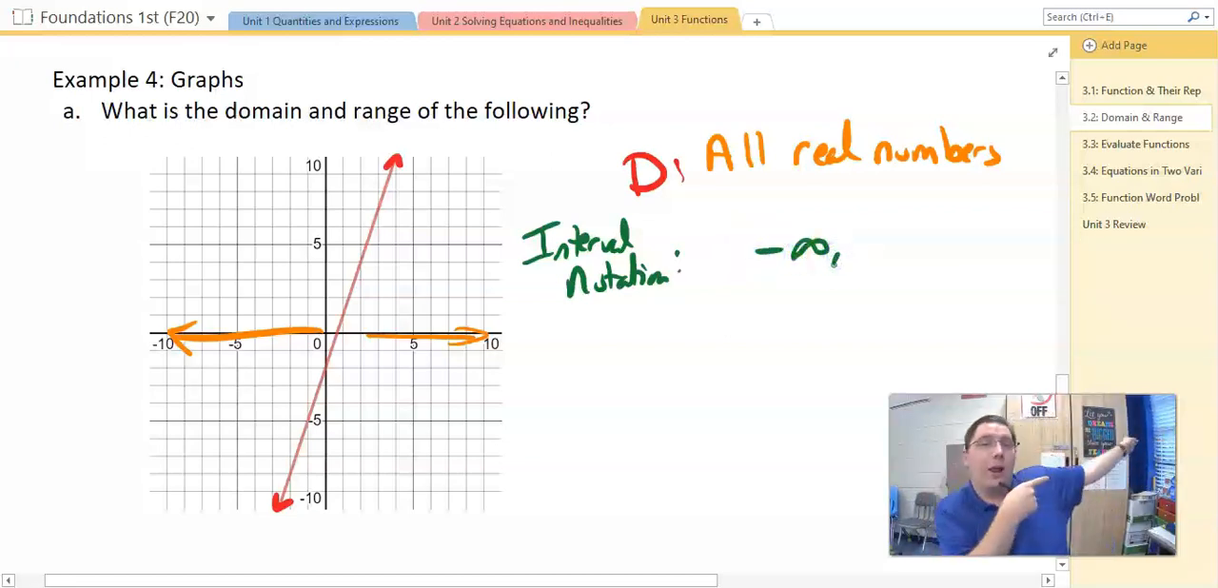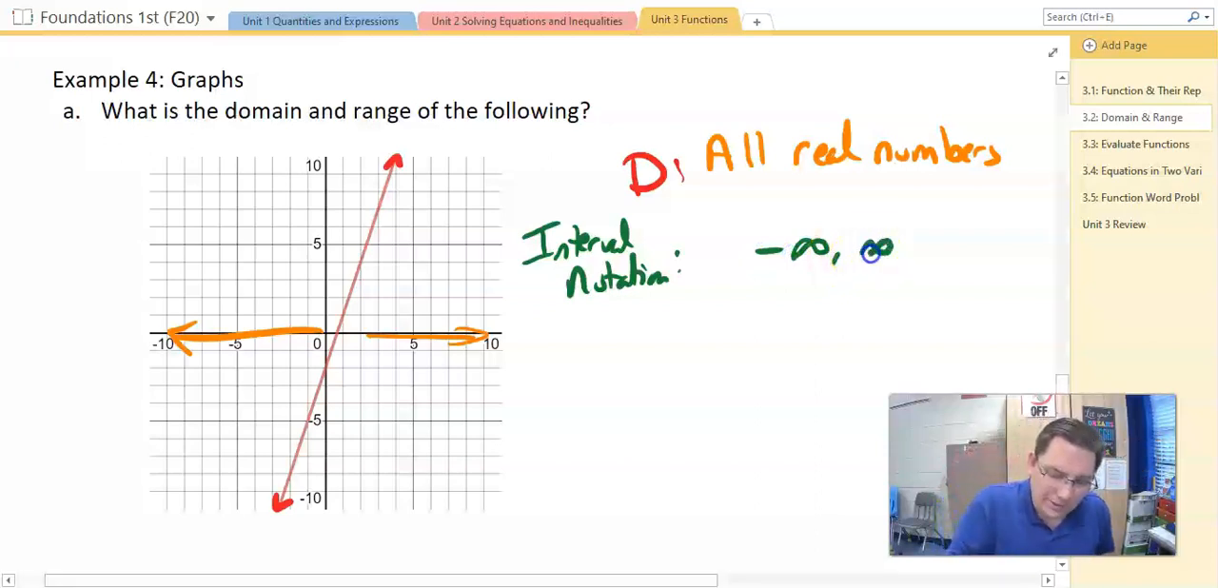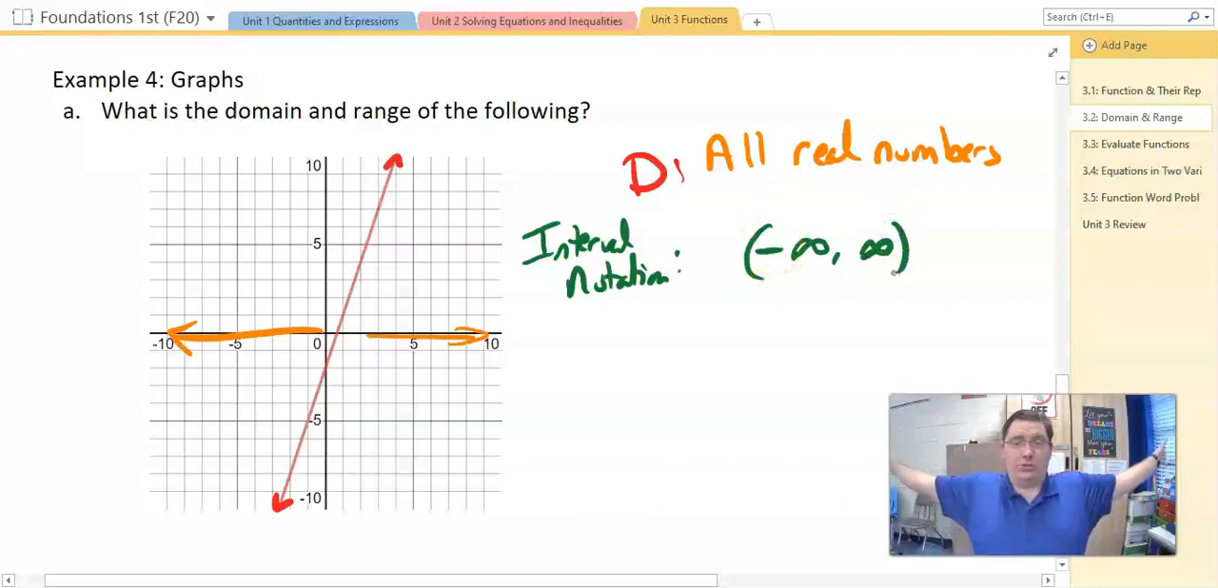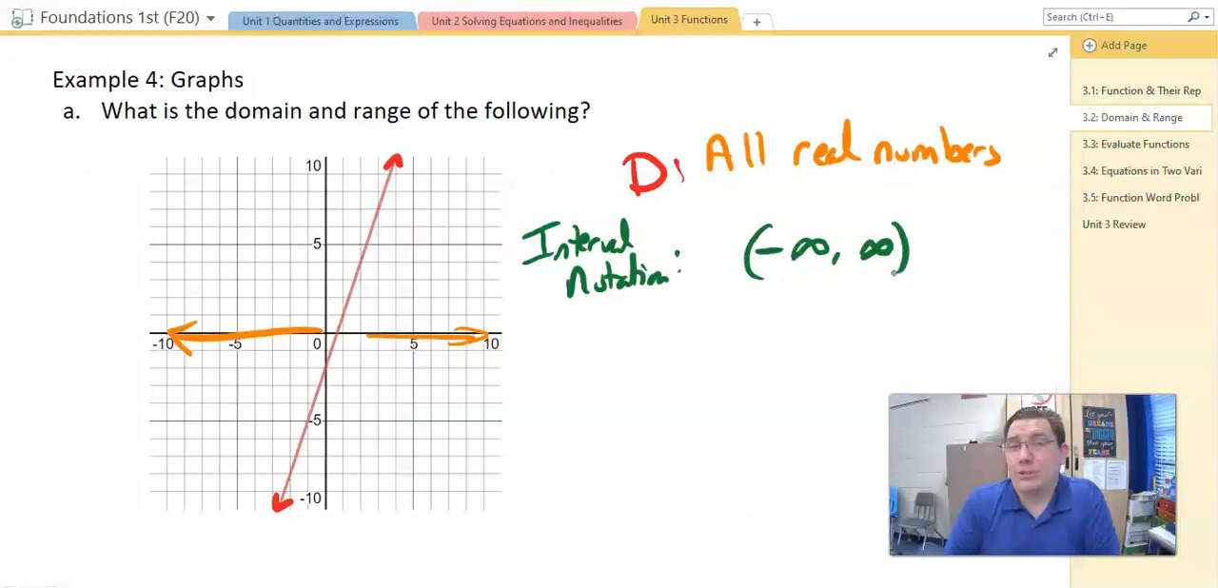Now, this is also going to go to the right forever. And so what are we going to do going to the right? It's going to be positive infinity. And we're going to show this interval notation when we deal with infinities with parentheses. And so this would be how we represent all real numbers in what we call interval notation.